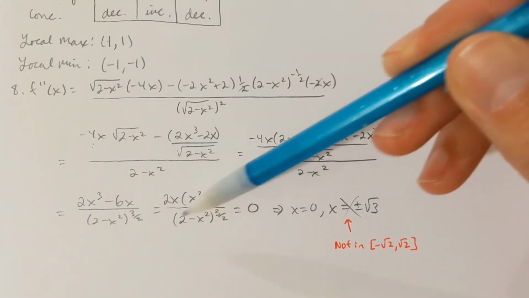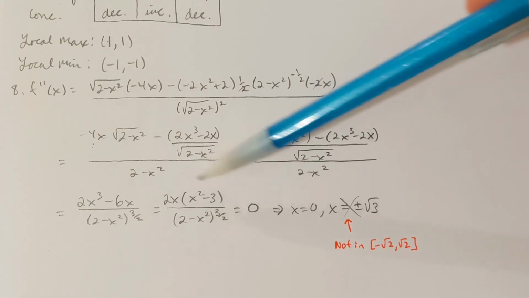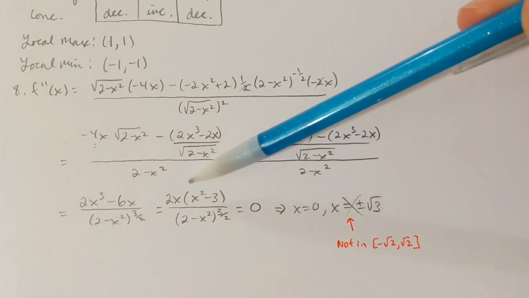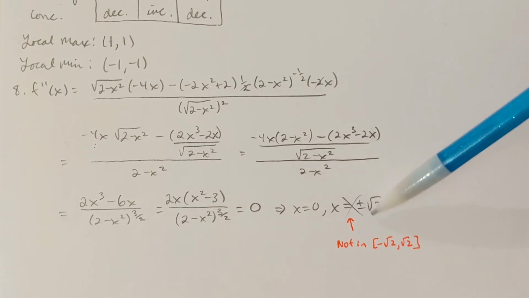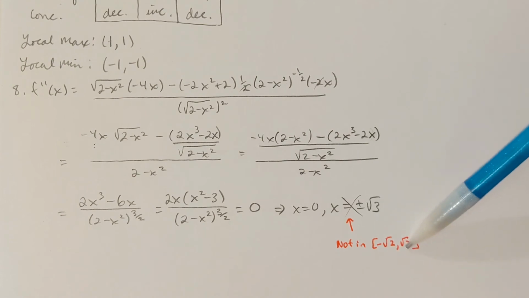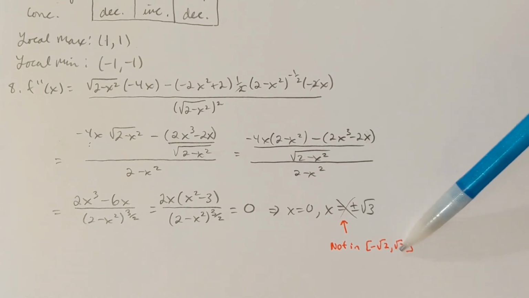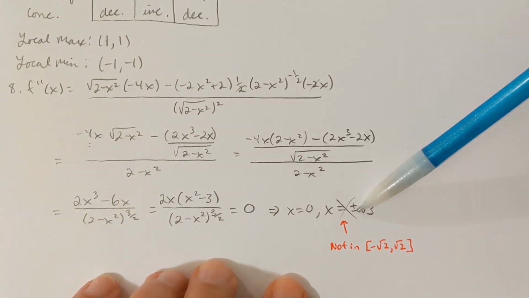Okay, multiply both sides by the denominator. That way you get rid of the fractional form there. And then you can set 2x equals 0, which means that x is 0. x squared minus 3 equals 0 means that x would be plus or minus root 3. Now these two numbers are not in the domain of the function. Okay, and so I would not consider those any further in the calculation here.